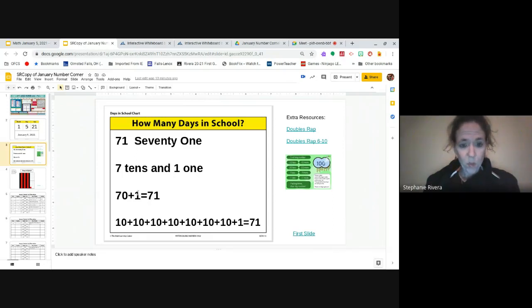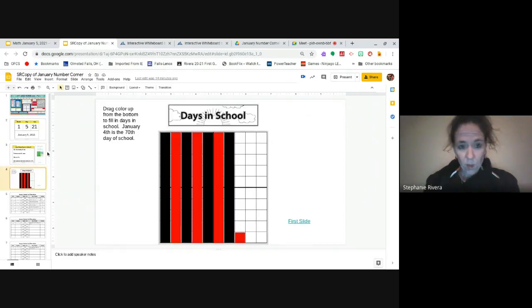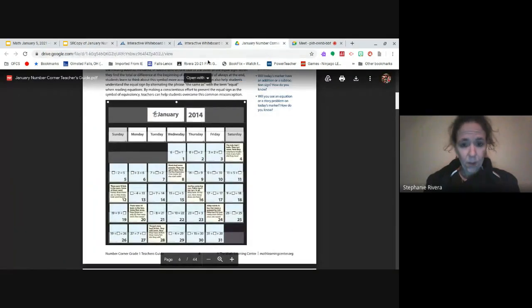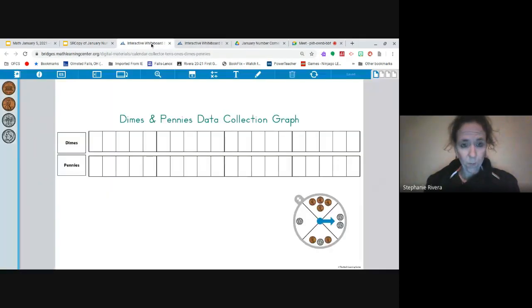We have 70 plus 1 equals 71. And we have 10 plus 10 plus 10 plus 10 plus 10 plus 10 plus 10 plus 1 equals 71. If I'm drawing it in tens and ones, here we have 10, 20, 30, 40, 50, 60, 70, and a 1, 71. And then we know our calendar looks like this. Okay, it's got a lot of equations on our calendar.